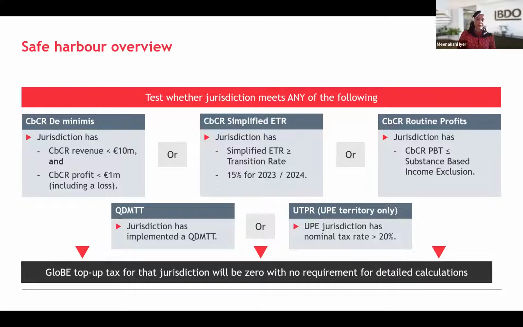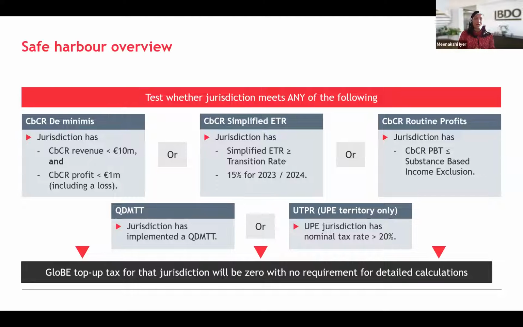So if you have a constituent entity which is being held for sale, and therefore you probably don't have to include it in your CbC, but by including the revenue or the profit of that entity which is being held for sale, you breach the de minimis threshold, then you can't actually rely on this de minimis safe harbor. But this is helpful for many groups in eliminating certain jurisdictions which meet this criteria.